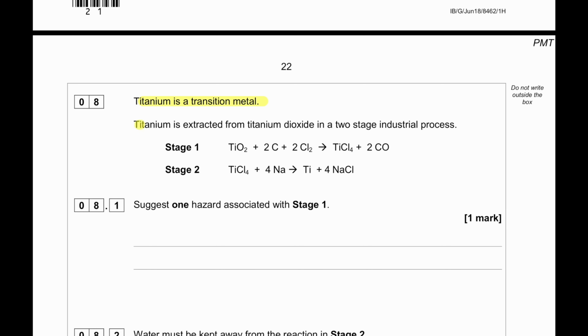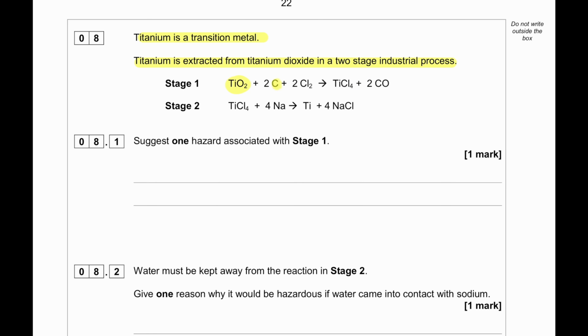Titanium is a transition metal. Titanium is extracted from titanium dioxide in a two-stage industrial process. We can see TiO2 plus 2 carbon reacting with 2Cl2, producing TiCl4 plus 2 carbon monoxide. And then in stage 2, we displace the titanium from the chlorine by using sodium. All right, and we get free titanium metal.